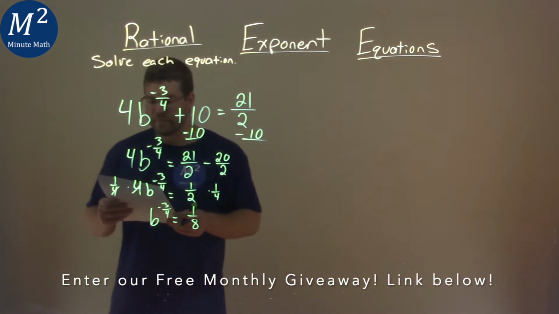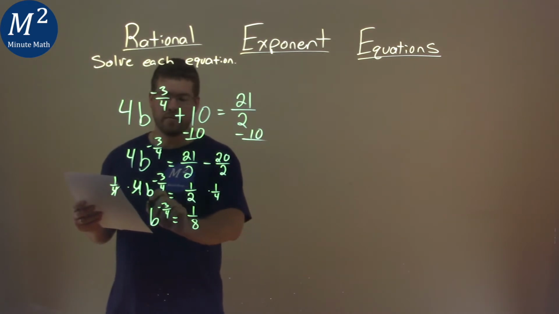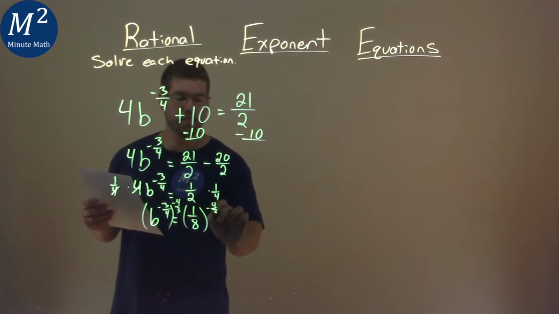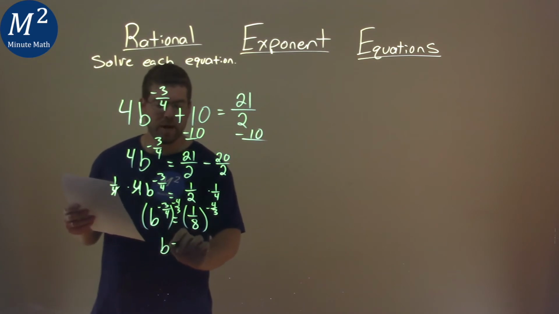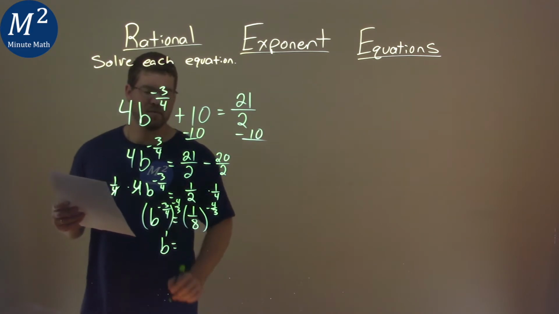So where do we go? Well, from here we have b to the negative 3/4 power. I'm going to raise that to a negative 4/3 power, and we're going to do that to both sides. b now is by itself because with negative 3/4 power to the negative 4/3 power, we multiply the exponents, and it comes to be a positive 1.